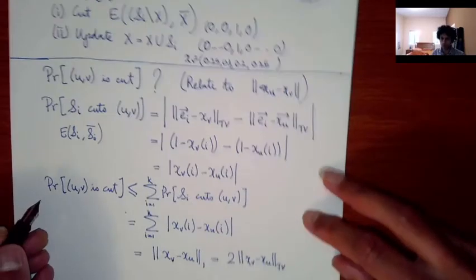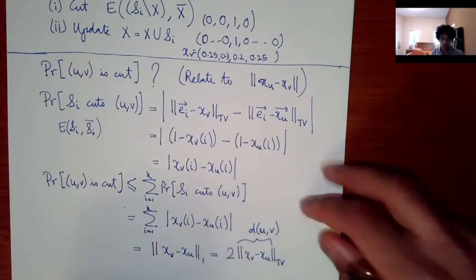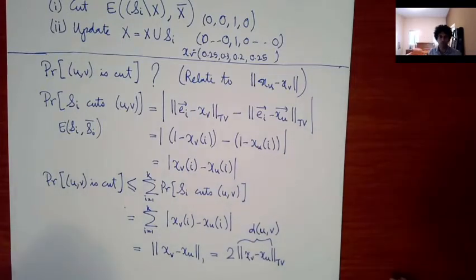So the probability that UV is cut is twice the total variation distance, where this is our notion of distance of UV. So this gives a 2 approximation. This is the 2 approximation here. We need to improve on that. But this gives a 2 approximation.